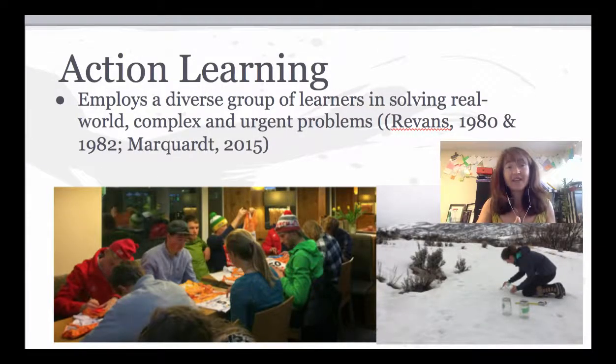Action learning is defined as that learning which employs a diverse group of learners in solving real-world complex and urgent problems. It was first coined by Reg Revans in the 1980s, but many scholars since then have touted the benefits of action learning, noting that the more complex and urgent the problem, the better the learning can be. Of course, it also means that the students go through some pretty emotional experiences, especially in the case that we were looking at, where we were taking on complex environmental problems.